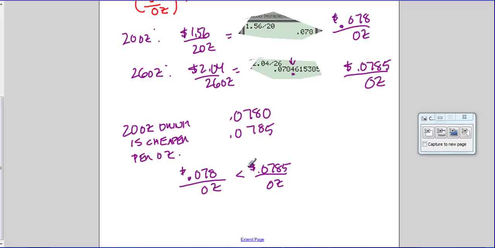Now when you're comparing unit prices, you don't always have to round to the nearest cent. So here, if we round this to the nearest cent, this actually would become 0.079 because this 5 makes this 8 a 9. So the bottom line is the 20-ounce drink is cheaper per ounce. And this concludes the introductory video on unit rates.